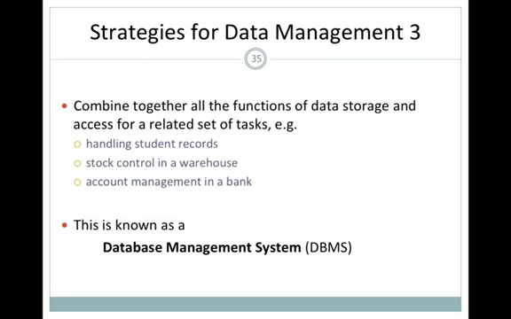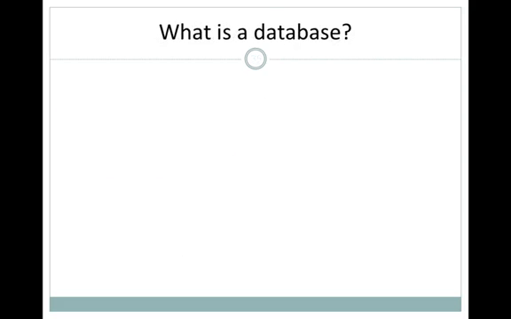The third strategy is to combine together all the functions of data storage and access for a related set of tasks. And there are a number of examples here. And this is the strategy that we're going to follow. A system like this is what's known as a database management system. And when we say database, what we really mean is a database management system. So all of this organization and management of operations is implicit in the term database.